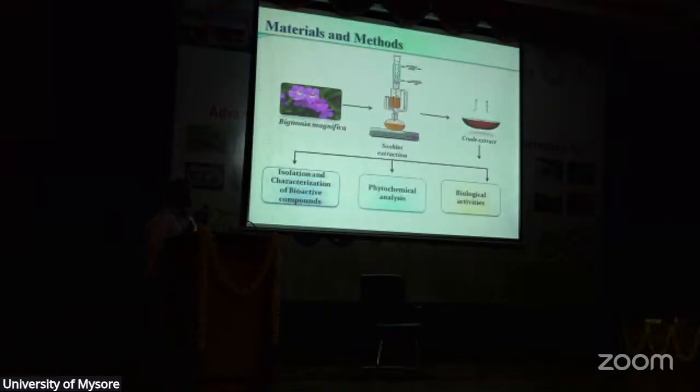So these are the materials and methods. Bignonia magnifica was collected from the University of Mysore Manasagangotri campus. Firstly, leaf powder was filled in the Soxhlet extraction apparatus and then polar and non-polar solvents like ethanol, methanol, ethyl acetate and chloroform were added. It starts to boil and can leach out all the secondary metabolites from the sample. It is called the crude extract. Using this crude extract, we can go for the biological activities and then the phytochemical analysis and then isolation and characterization of bioactive compounds.